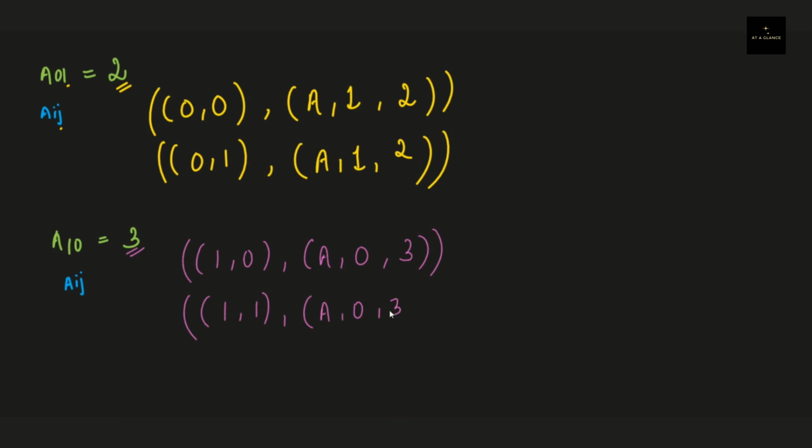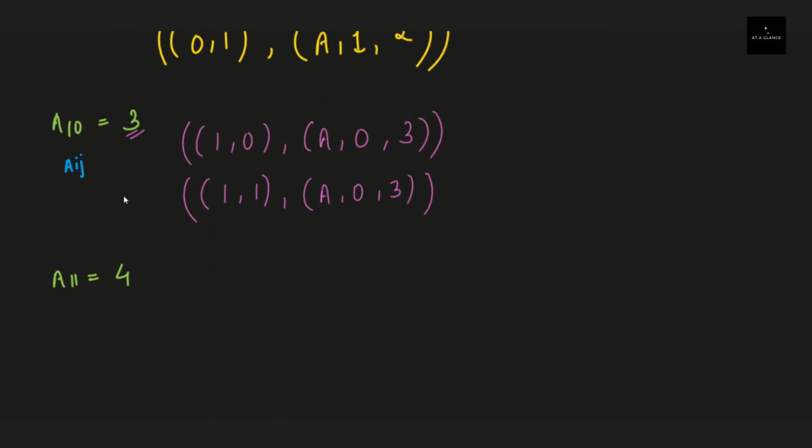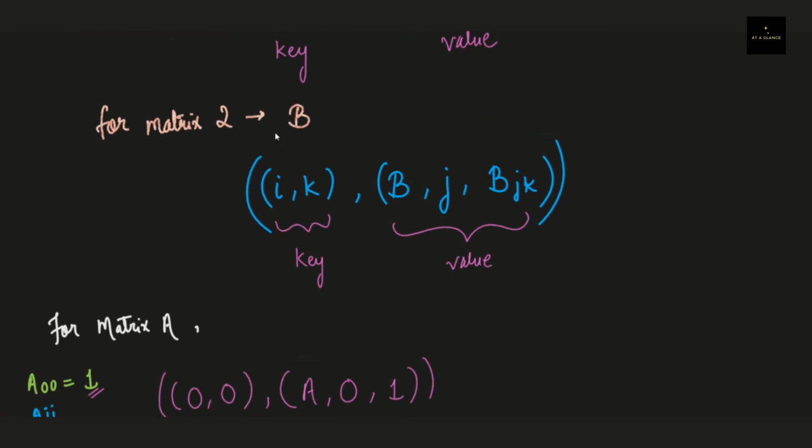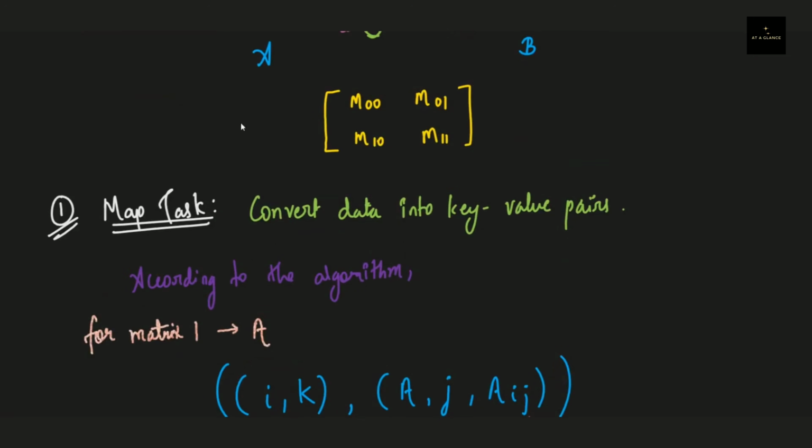Similarly, let me convert the fourth element into key value pairs. As you are aware, the location of the fourth element is 1, 1 and the element is 4. For the key part, which is i comma k, the value of i is 1 and k is variable. First time it will be 0 and next time it will be 1. The value part consists of three things. First it will be A, because this is the A matrix. Next the j value is 1 and the value at that index is 4. Similarly, for the next key also we'll write the same value. I hope this process of converting every element from the first matrix into key value pairs is clear to you all.